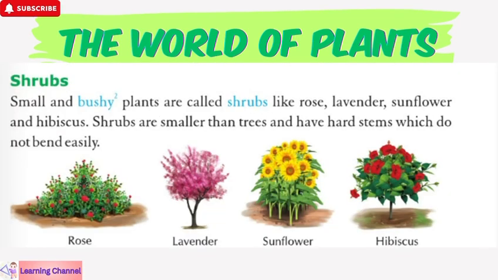Another type of plant is shrubs. Small and bushy plants are called shrubs, like rose, lavender, sunflower, and hibiscus. Shrubs are smaller than trees and have hard stems which do not bend easily.